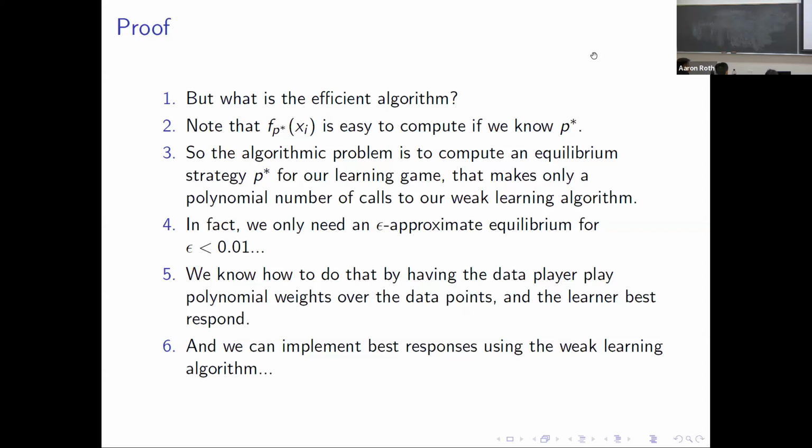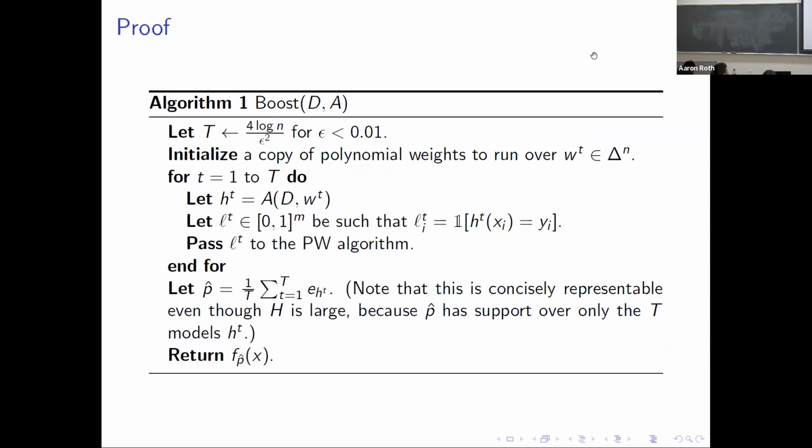And so we can have the data player play polynomial weights, just maintaining a weight vector over the n points in the data set, and have the learner play best response. And we know how to have the learner play best response: we run the weak learning algorithm. And so the algorithm is something we've seen before. We just simulate play of this game.